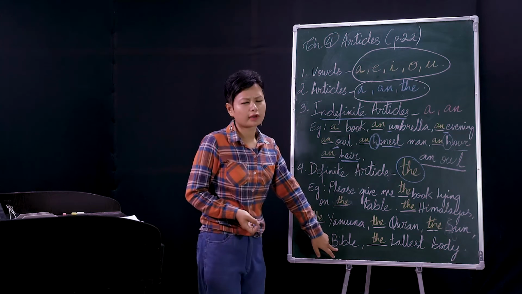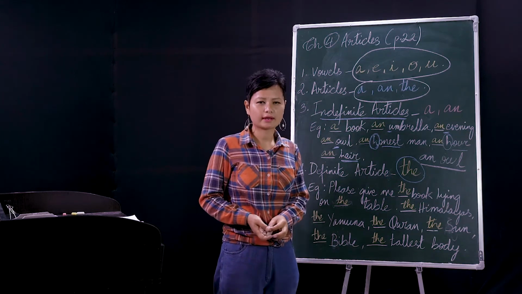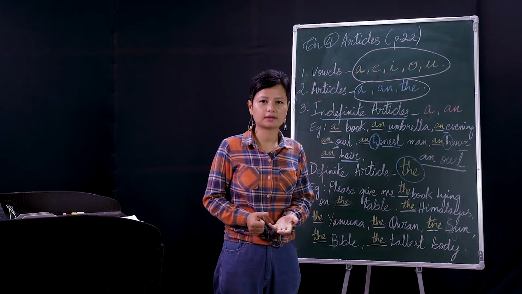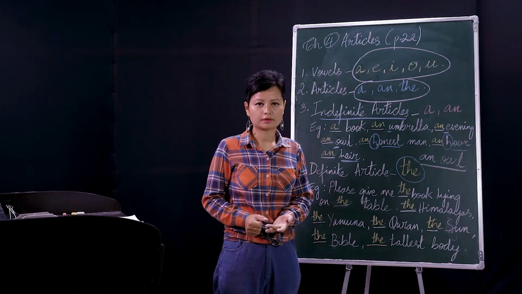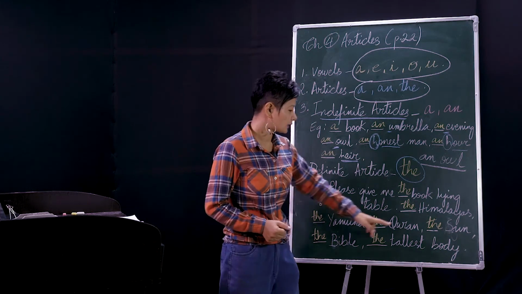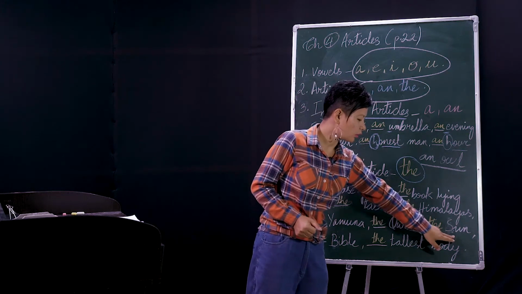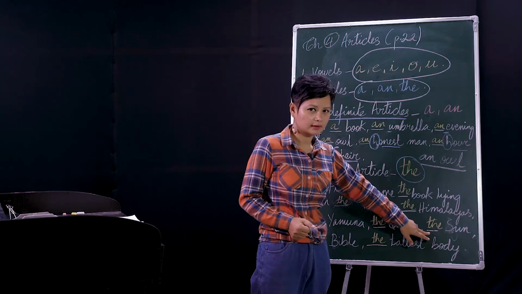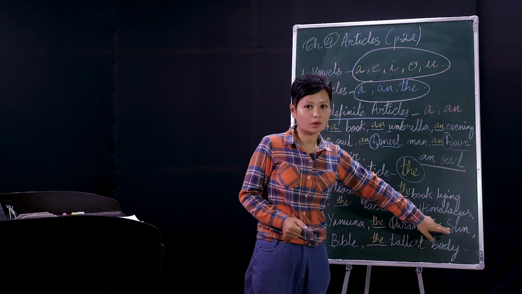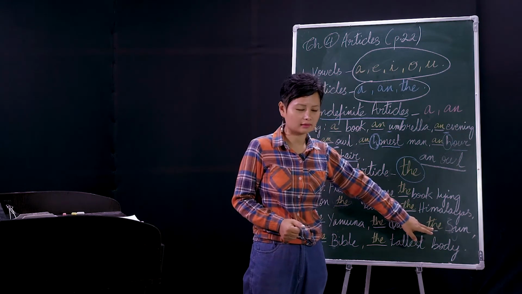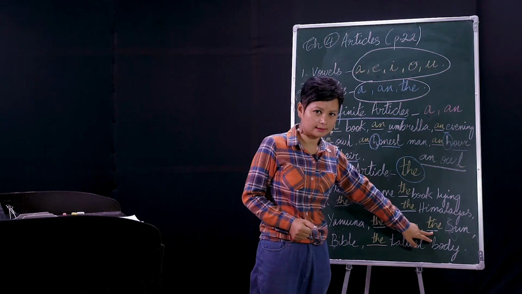And then for heavenly bodies also. So what are heavenly bodies? Heavenly bodies can be the sun, the stars, the planet, right? So the sun. Why are we putting article the? That is because we have just one sun, isn't it? There are not many suns. That's why we put the, okay?